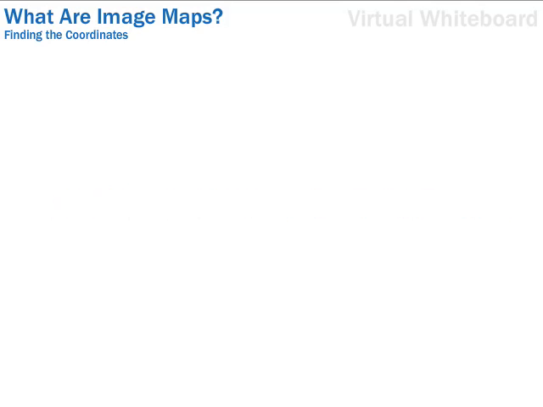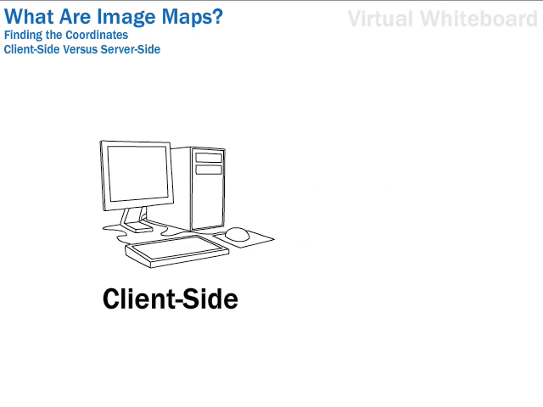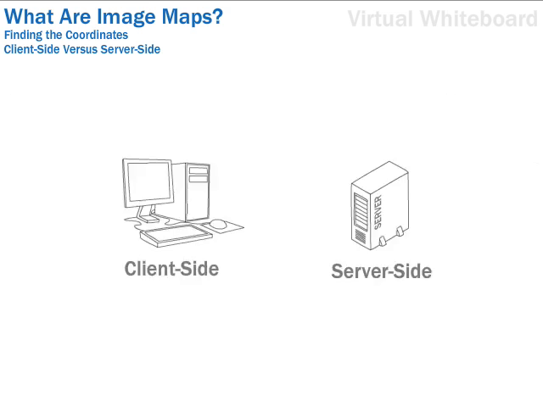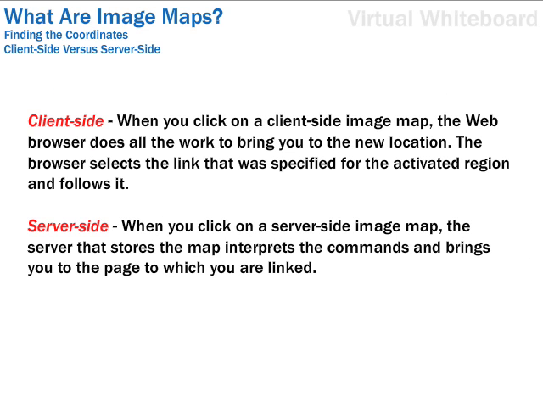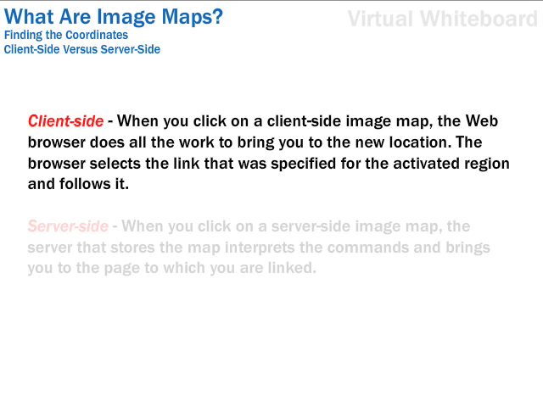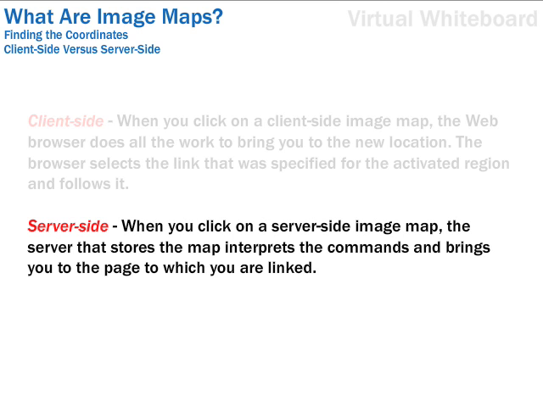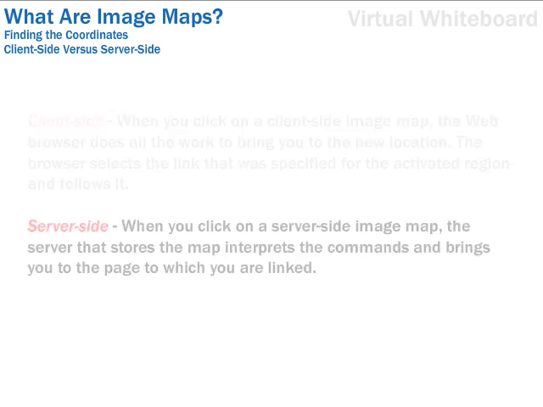With HTML, you can create image maps that work on the client side and the server side. This list shows the differences. Client side: when you click on a client-side image map, the web browser does all the work to bring you to the new location. The browser selects the link that was specified for the activated region and follows it. Server side: when you click on a server-side image map, the server that stores the map interprets the commands and brings you to the page to which you are linked.